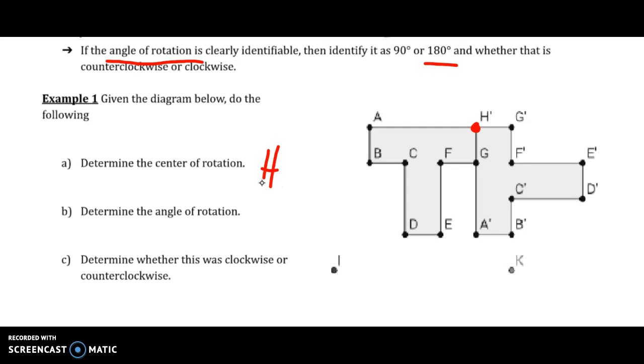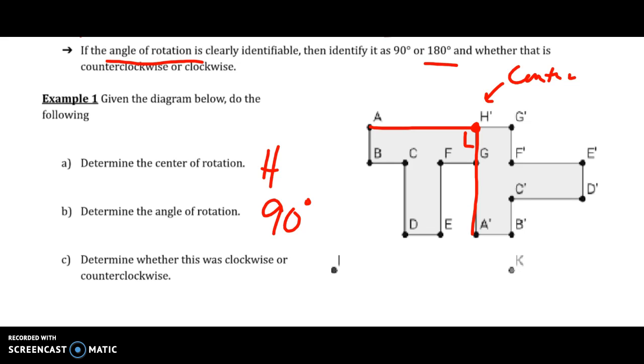Determine the angle of rotation. Well, since that is our center, I will connect a pre-image point to that center, and I will connect the image point to that center. So notice we have an L, so we know that there was a 90-degree rotation. So again, remember your choices are basically 90 degrees and 180 degrees.